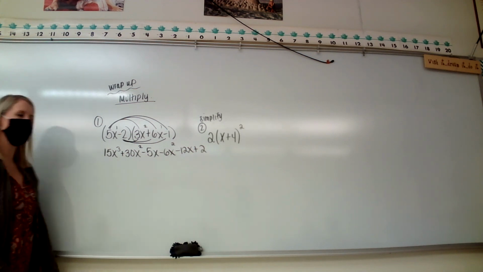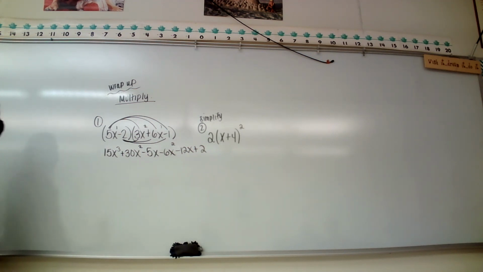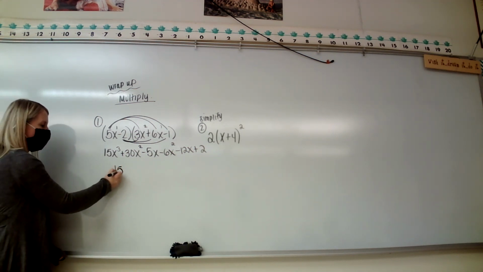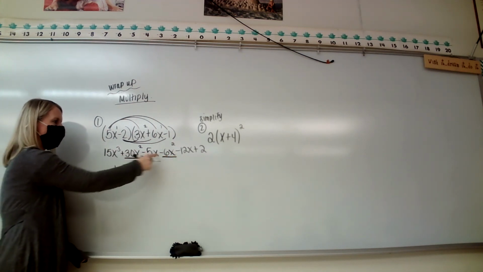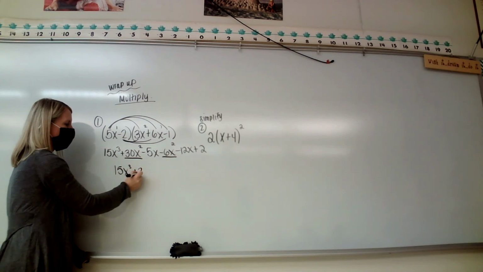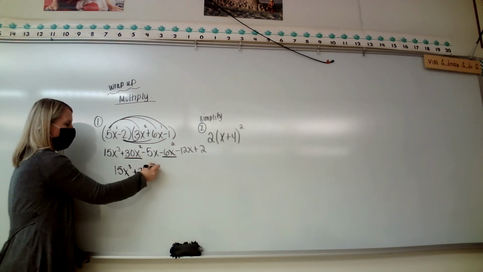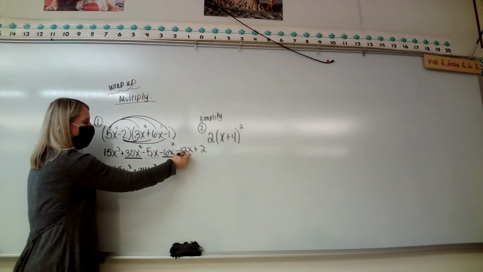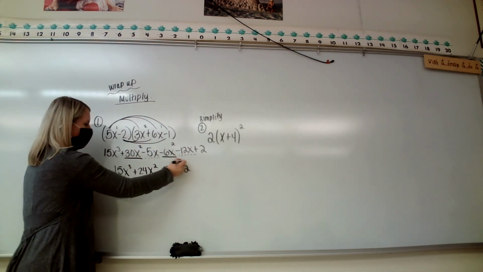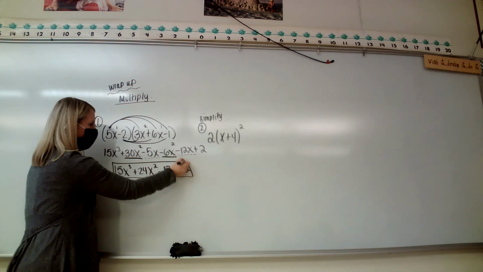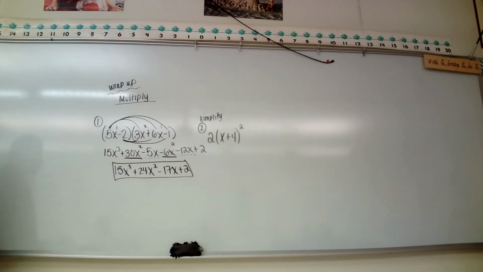Well, that's a long old problem, I'll look this one over. And then I'm going to combine like terms, so I would have 15x cubed. I'm going to combine my squareds. I have positive 30 minus 6 would be plus 24x squared. For my x's, I have negative 5x minus 12x would give me negative 17x plus 2. And that would be your final answer.